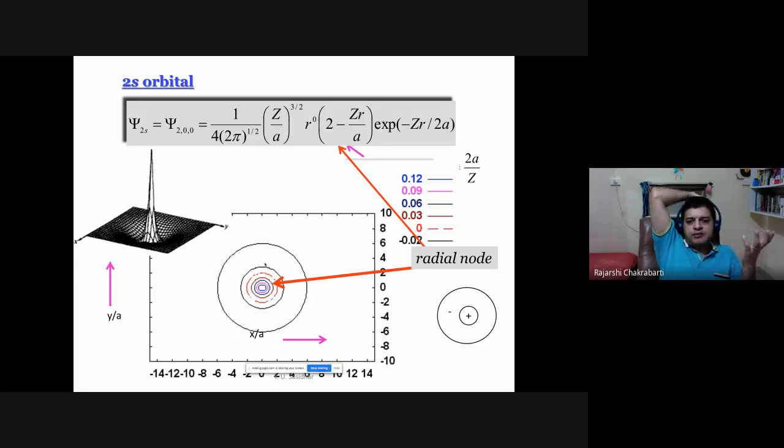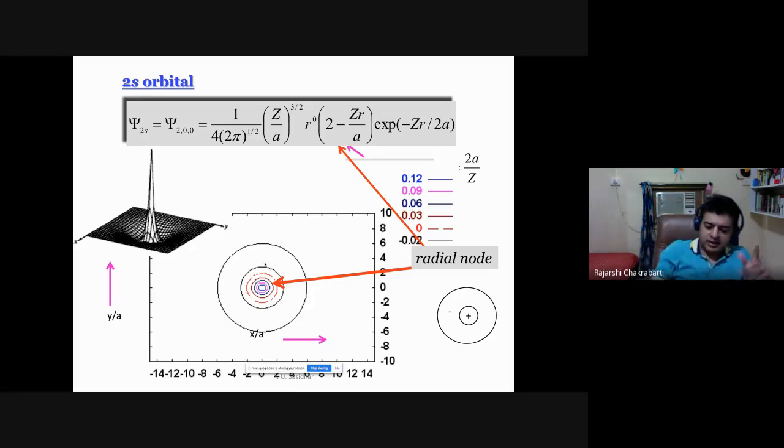I don't think in terms of r. I think in terms of theta or phi, isn't it? It is a value of theta and phi. That gives you the angular node. Whenever for some value of theta or phi your wave function vanishes, then I call it angular node.